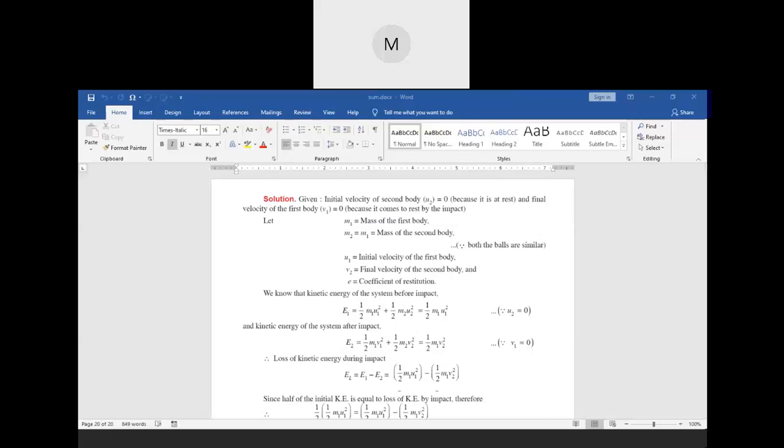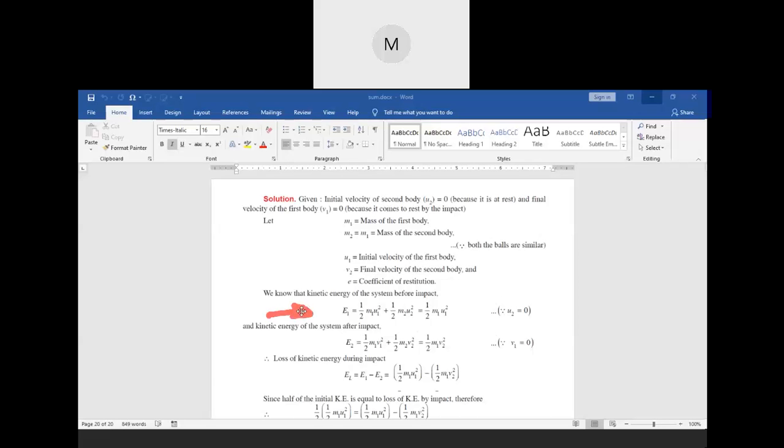Now if you see the first equation, wait, marking it too. Students, just write in the chat box, okay, if you have any problem. If you can see in this equation, this is equation number 1.